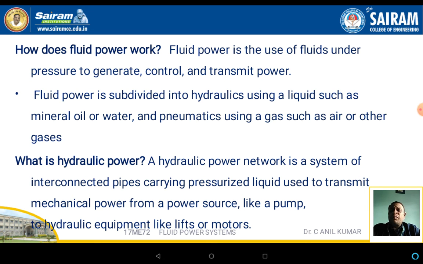Then how does fluid power work? Fluid power uses fluids under pressure to generate, control and transmit power. It is subdivided into hydraulic and pneumatic. The best examples are lifts and trolleys, among many others where fluid power can be used as a medium, but in some cases mechanical systems can also be used, by which transmission of power from one place to another takes place.